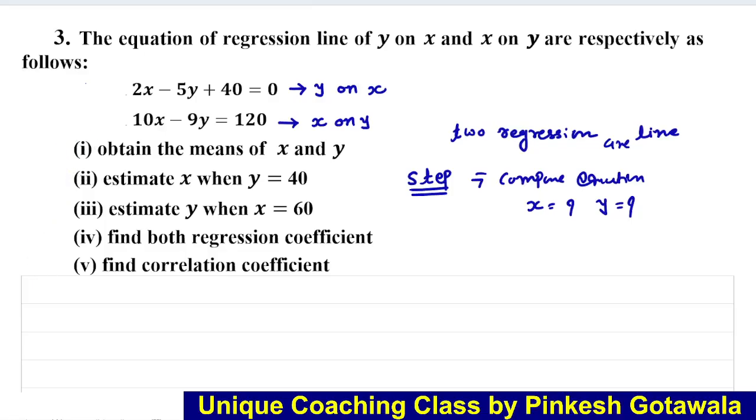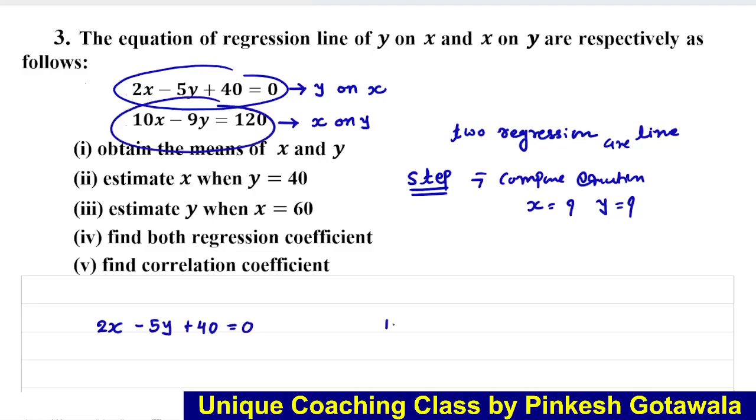So let's start. There are two equations. First, this y on x: 2x minus 5y plus 40 is equal to 0, and second, 10x minus 9y is equal to 120. First of all, compare these equations like we do in standard 9 and 10. Normally equations are like this: first the x value is given, then there may be plus or minus, then y, and after equal to some constant number, like 10, 20, whatever.